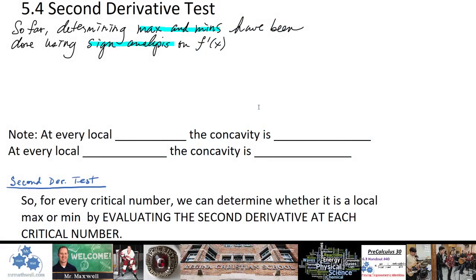Section 5.4, Calc 30, the second derivative test. So what is the second derivative test? Well, we talked about the first derivative test. You know about the first one, right? The first derivative test, we can test for max-min points.